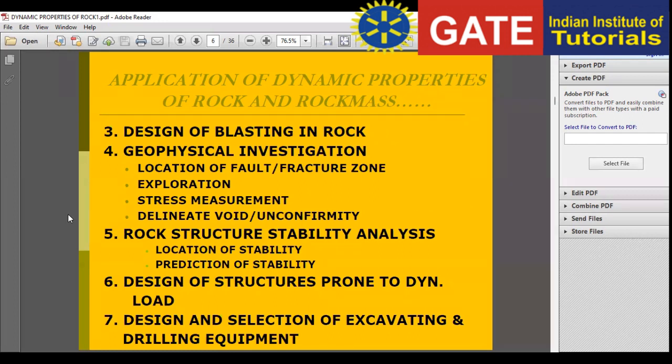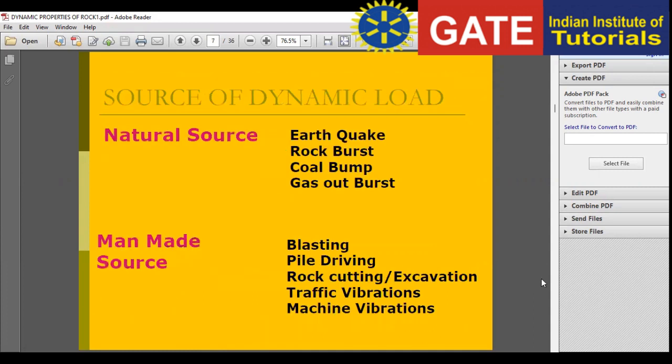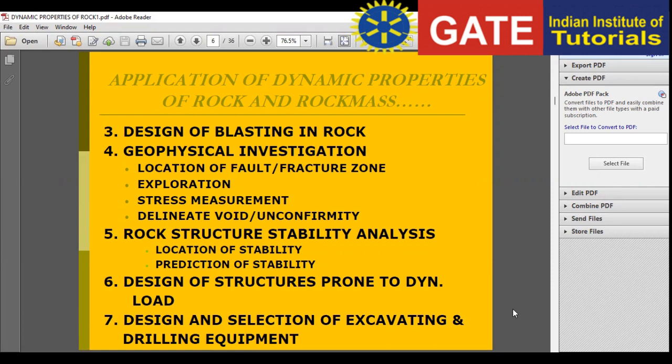Geophysical investigation like location of fault, fracture zone, exploration, seismic stress measurement, then delineating void or unconformity. So these dynamic properties are also used for this geophysical investigation, and rock structure stability analysis, and design of a structure prone to dynamic load, and design and selection of excavation and drilling equipment. So these are basically the applications of the dynamic property of rock and rock mass, where it is used.